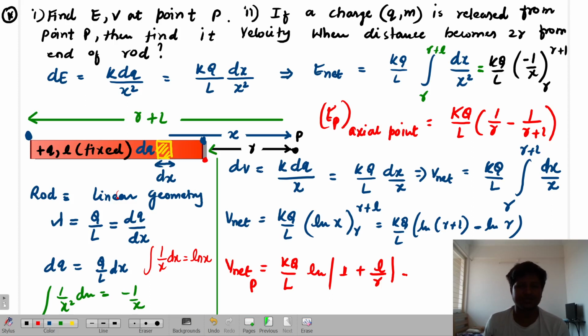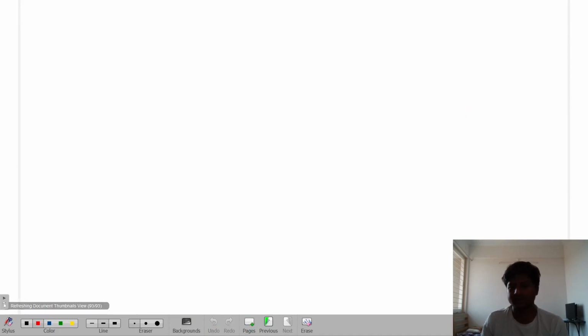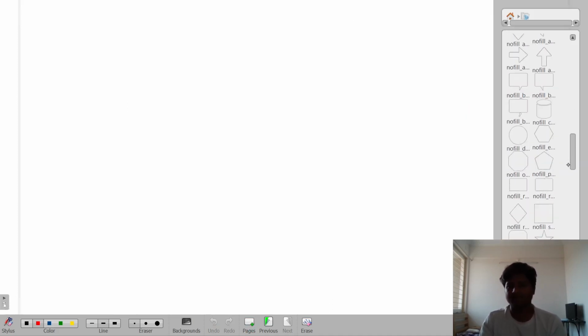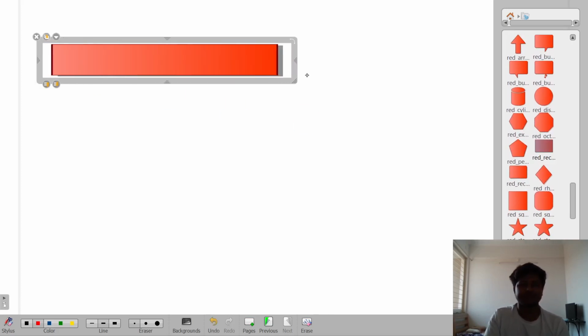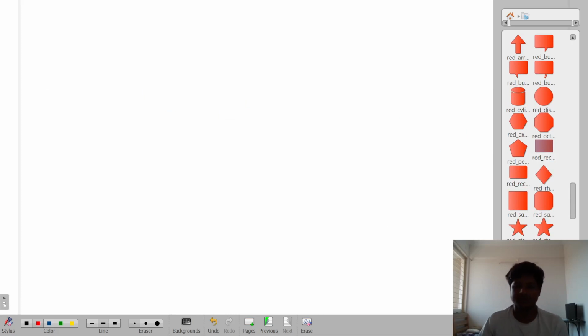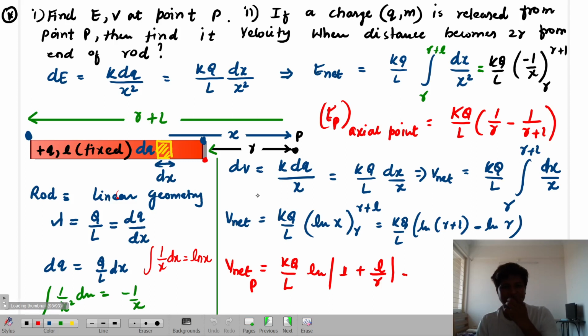Now you have to repeat the same thing when a charge is released from point P and it goes to a distance of 2r. You have to find the velocity of it, isn't it? Got it or not? So I'll once again draw it. I have the charge. I'll just take this image.